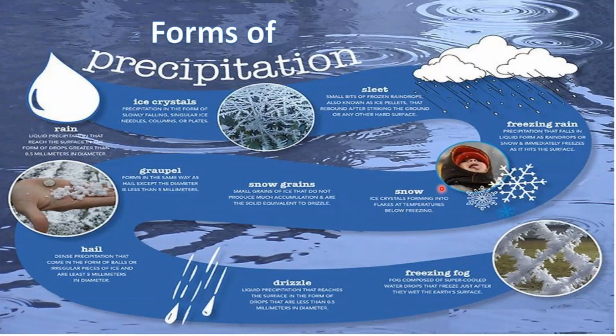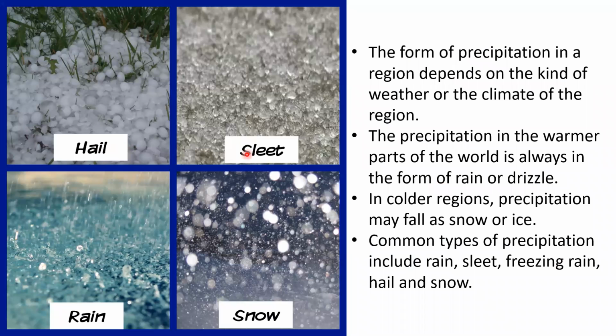What are the different forms of precipitation? Hail, sleet, rain, snow are the different forms of precipitation. The most common form of precipitation that we all know is rain. The form of precipitation in a region depends on the kind of weather or the climate of the region.